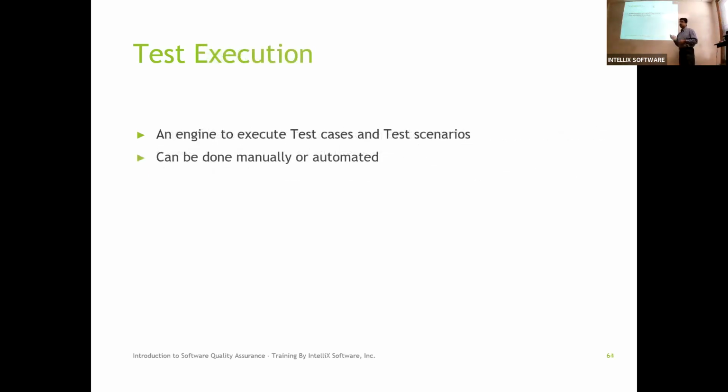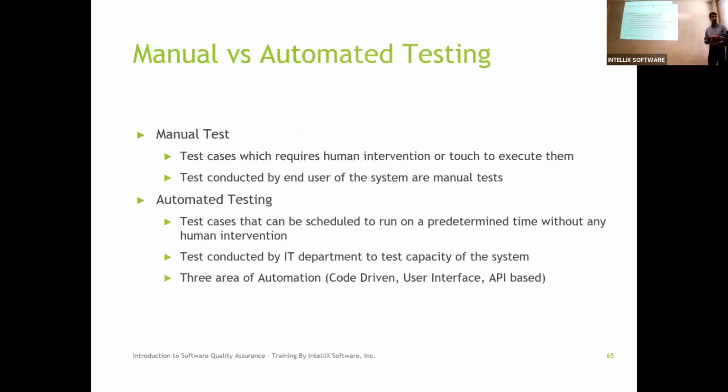Then it talks about what the execution strategy is going to be. Is it going to be automated or is it going to be manual? Okay. And how do we define manual test and automated test? Manual test is something which requires a human interaction.